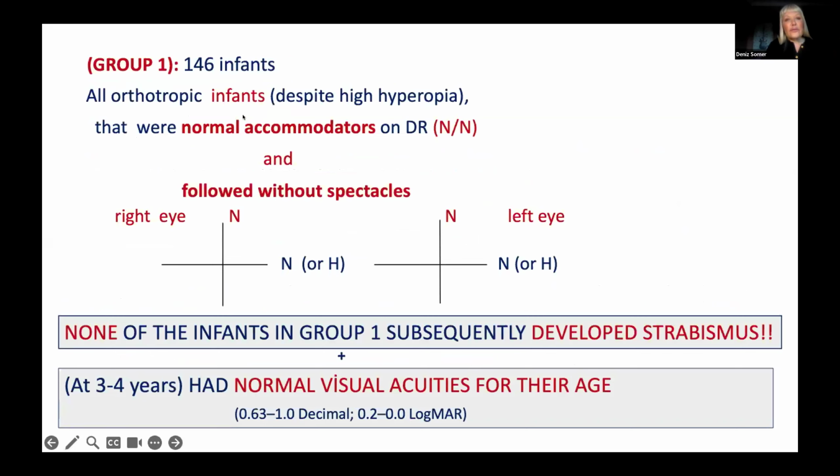Group 1 consisted of infants that were normal accommodators and followed without spectacles. None of the infants in group 1 subsequently developed strabismus, and at 3 to 4 years, they had normal visual acuities for their age.